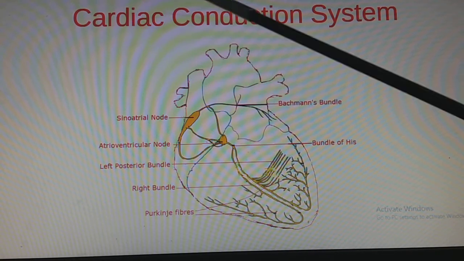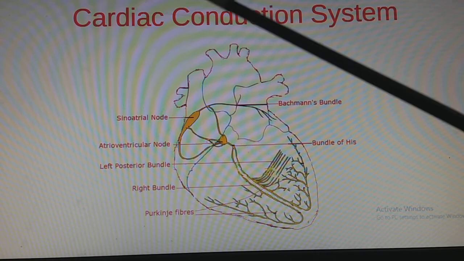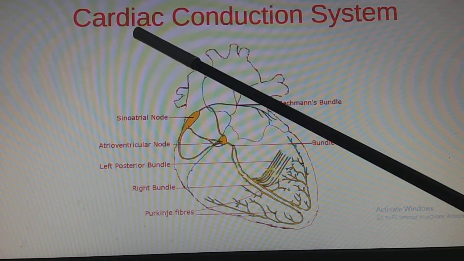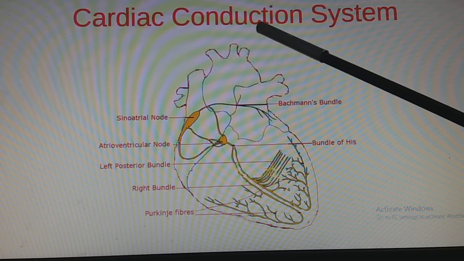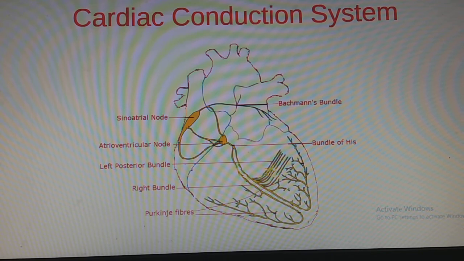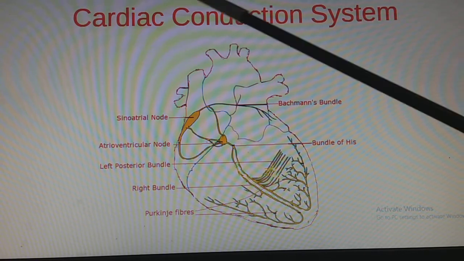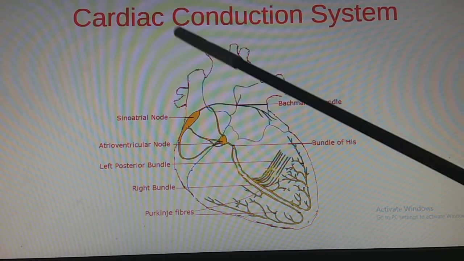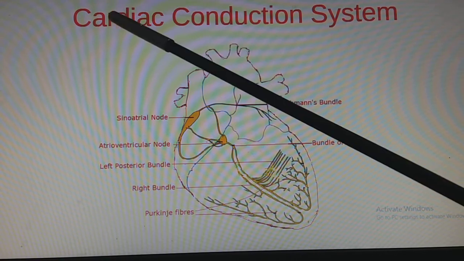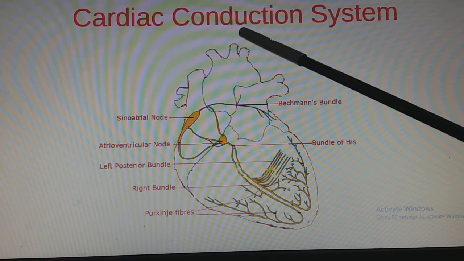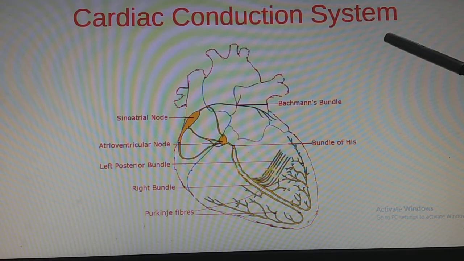Now, cardiac conduction system. What do we mean by this? Cardiac means related to the heart. Conduction means how the process goes on, how it conducts. A system always consists of components. So the heading, cardiac conduction system, means the heart conducts with the help of a system.